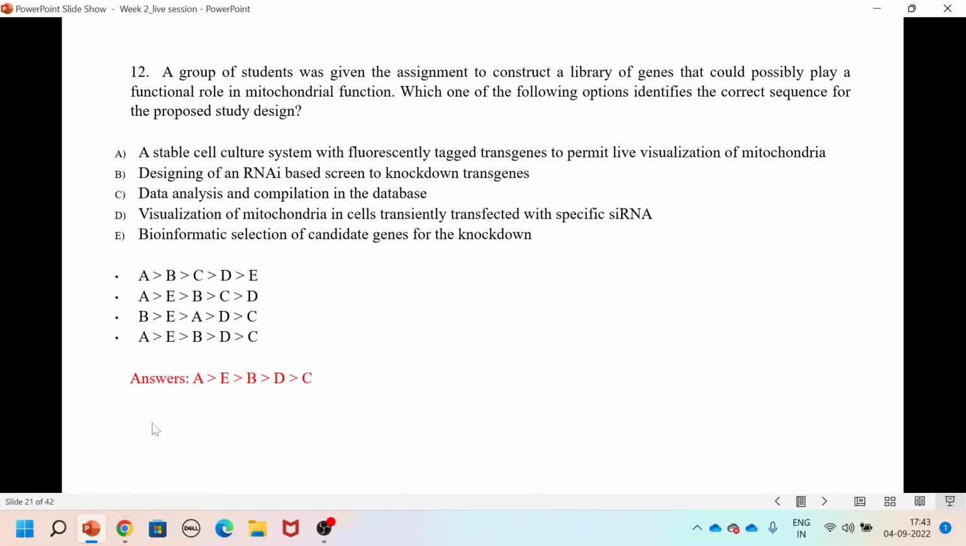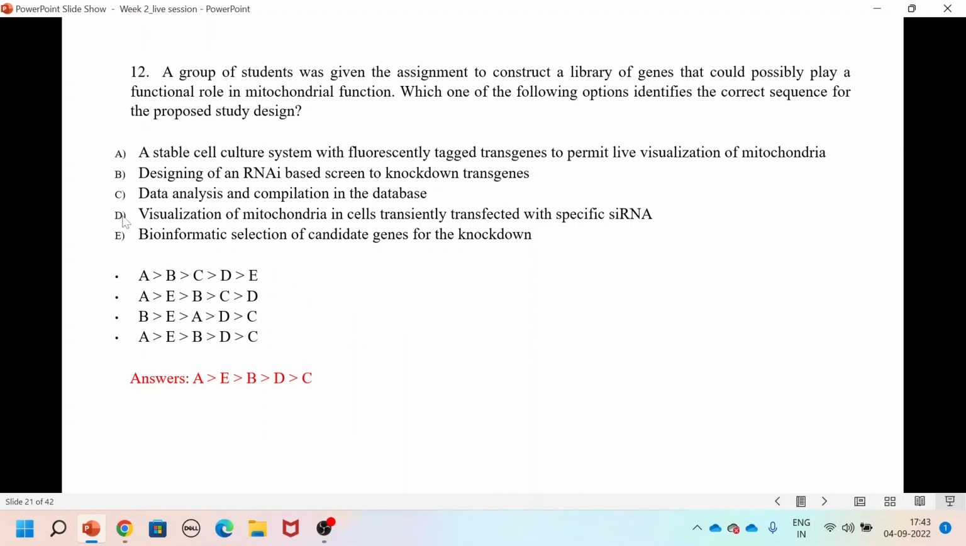So the correct answer is: firstly, we will establish a stable cell culture system with fluorescently tagged transgenes to permit live visualization of mitochondria. Next, we will select the genes for which we have to perform the gene knockdown. So we will next do the bioinformatic selection of the candidate genes for the knockdown. The next step will be the designing of the RNA interference based screening to knock down the genes which we have selected using various bioinformatic tools.